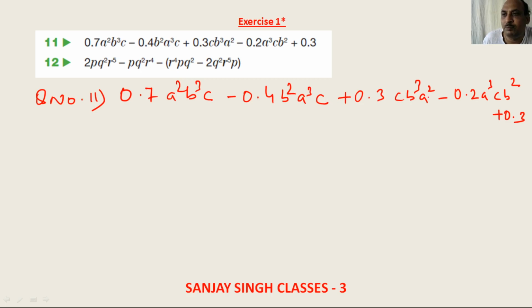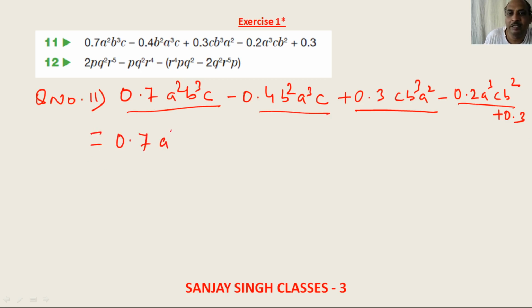Then a square b cube c, a square b cube c, 0.3. Yes, this and this are common terms. Here b square a cube c, here b square a cube c. These two are also common terms, plus 0.3. So common terms are 0.7 a square b cube c and this one plus 0.3 a square b cube c.